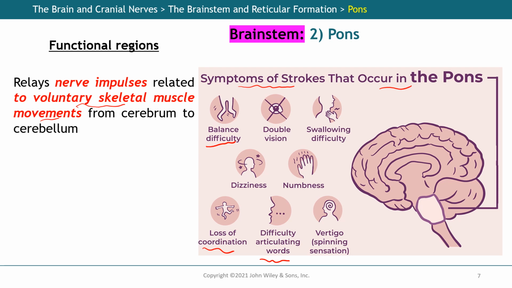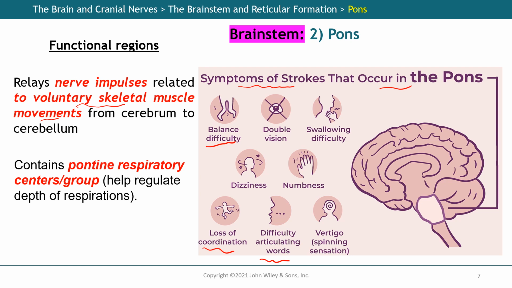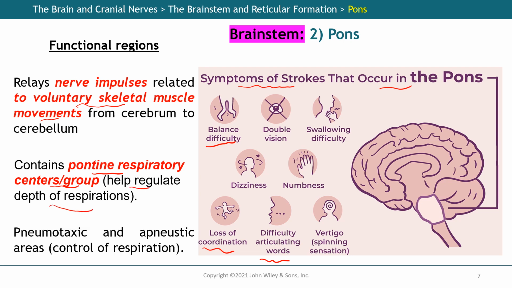In addition to that, it also contains the pontine respiratory center group, so it helps to regulate deep respiration. We will discuss this control of respiration in more detail in your second anatomy and physiology course next semester, but I'm going to show you a schematic that appears in your textbook.